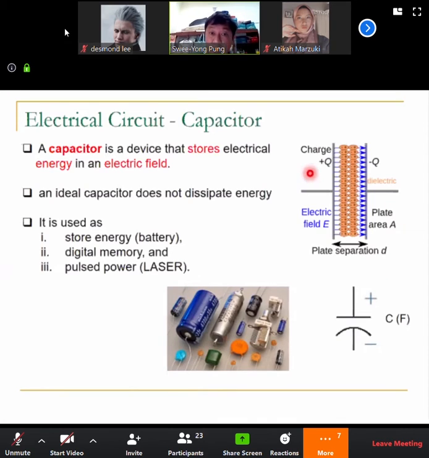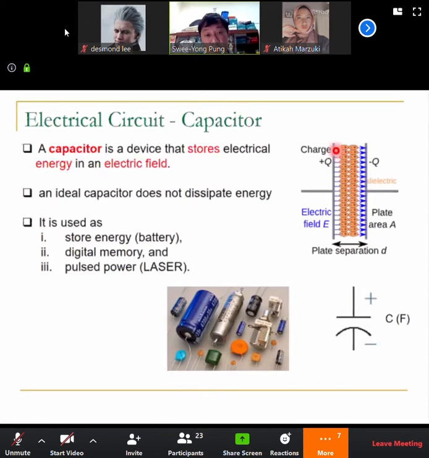Now, if we apply voltage across these conductor plates, what's going to happen is we're going to build up charge in the dielectric layer. So in this case, here is positive charge, then this part of the dielectric is going to have a negative charge. And if we have a negative charge over here on the conductor, then this side of the dielectric is going to have a positive charge. Okay.